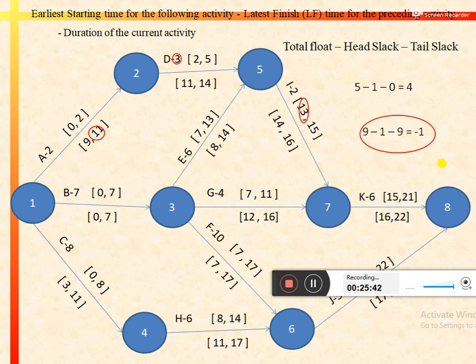And the independent float represents that part of free time that does not affect the succeeding as well as the preceding activity, or the floats of succeeding as well as of preceding activities. So in this way we can calculate different floats for a given network, which would be very helpful in managing a given project and would help in scheduling or sequencing of different activities in a given project.